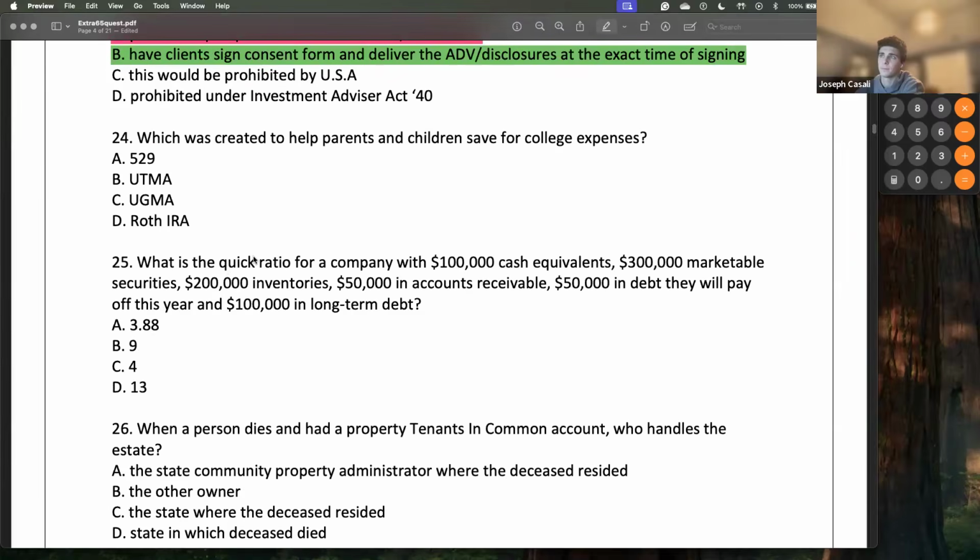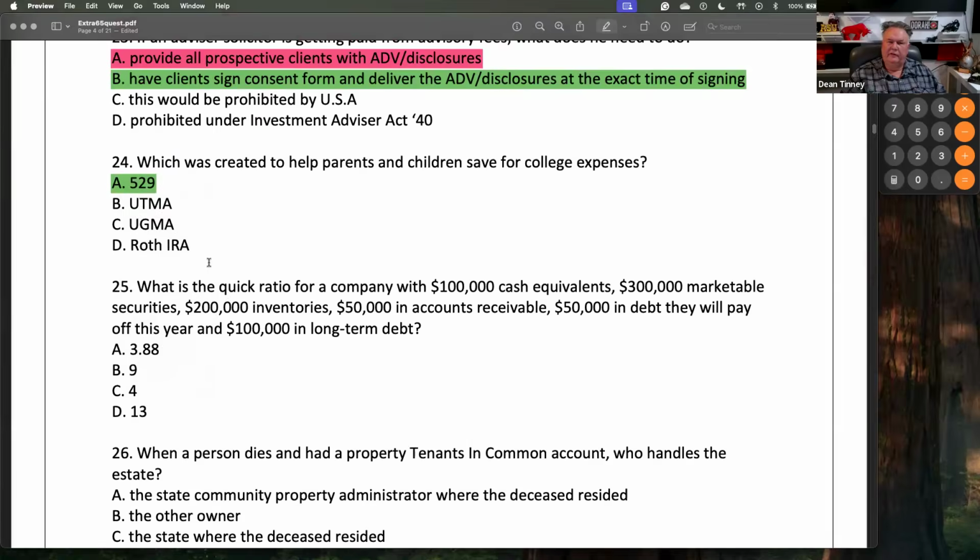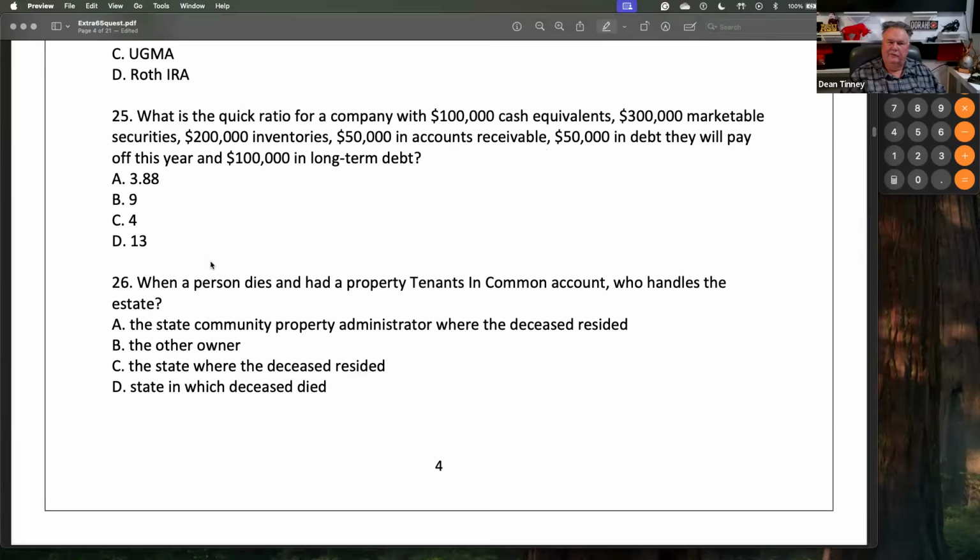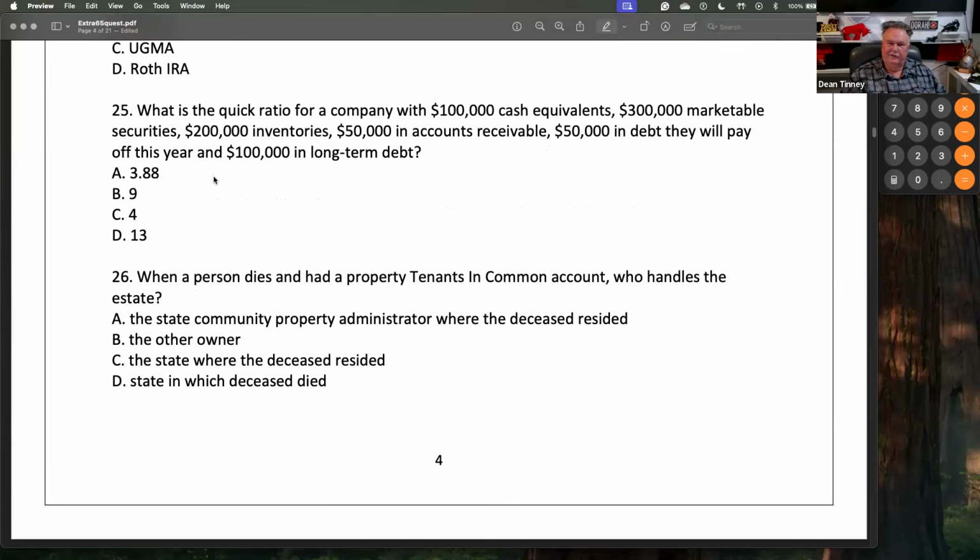Which of the following was created to help parents and children save for college expenses? Class 29. Yeah, man, if you missed that one, I think I would flunk you on the entire test. That's about as much of a layup as you're going to get on a Series 65. That won't exist on my test.